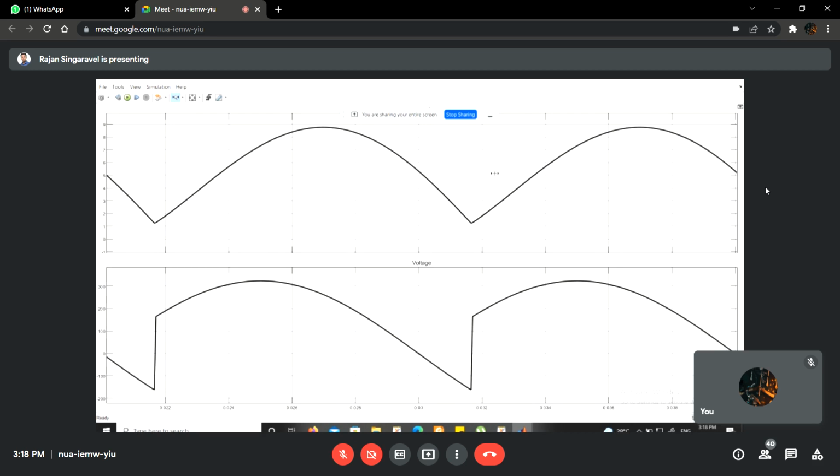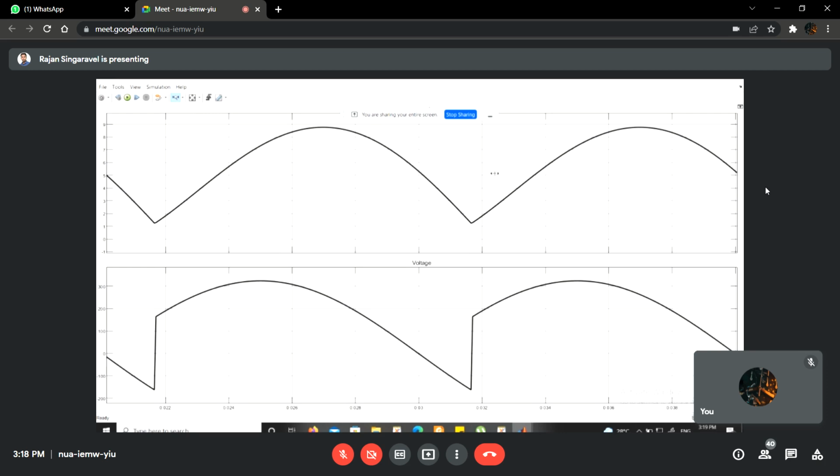Current is always unidirectional in rectifiers. We have to keep that in mind. Current cannot be reversed, because the thyristor is a unidirectional device. It cannot conduct in the opposite direction. So the current is always unidirectional, but the voltage can be bidirectional, or bipolar. It can be positive or it can be negative.